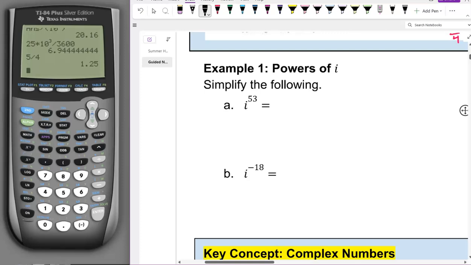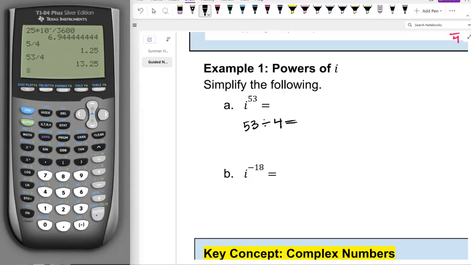Alright, so here's our first example. We're trying to simplify i to the power of 53. In order to simplify that, we're going to take whatever the power is, so 53, and divide it by 4. You can use your calculator here, or you can use long division. 53 divided by 4 is 13.25.